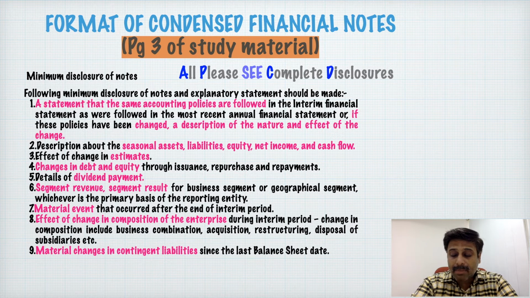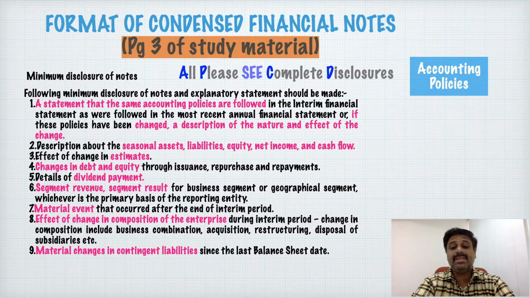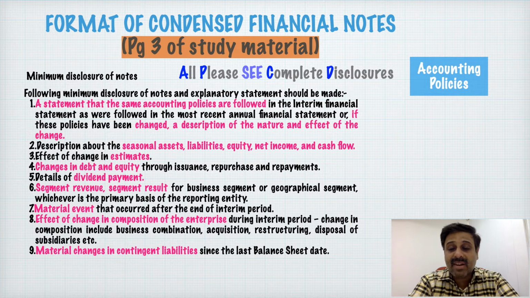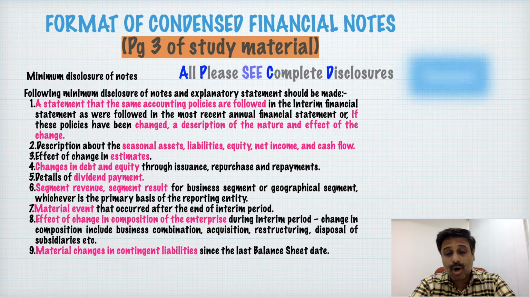Now, A and P stand for accounting policies. Okay, "All please" AP stands for accounting policies. So disclosure number 1, what would we study? If the same accounting policy is followed, a statement has to be written that the same accounting policy is followed. If it is changed, then the description and effect of the change is to be given. Then S stands for seasonal.